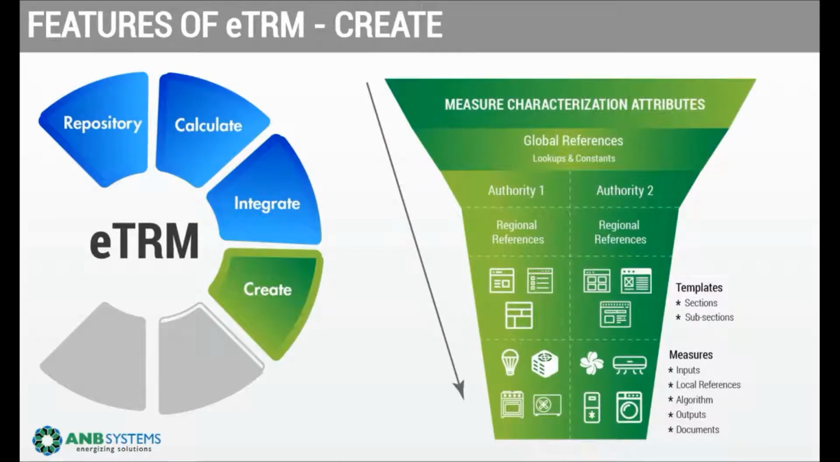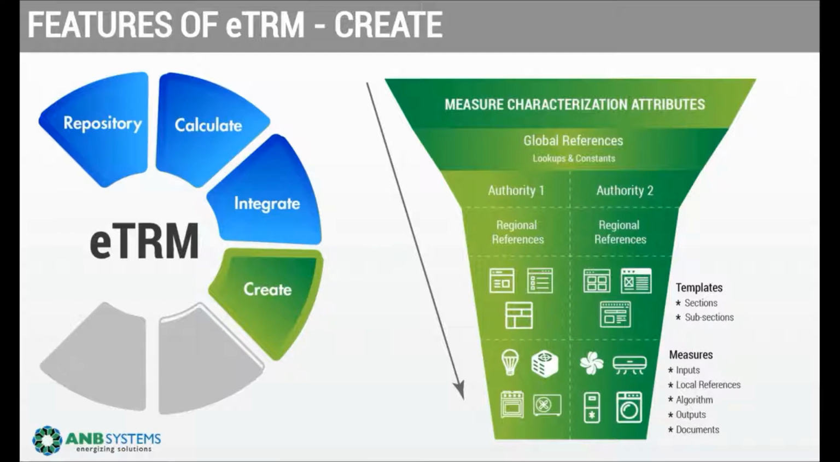The measure development process in eTRM starts with the creation of jurisdictions and the population of attributes that form the measure taxonomy. The system supports the creation of common lookup tables and constants, which can be shared by multiple measures across all jurisdictions, or can be shared with a single or a set of selected jurisdictions. This characterization information may differ for each measure based on that measure category or the jurisdiction.